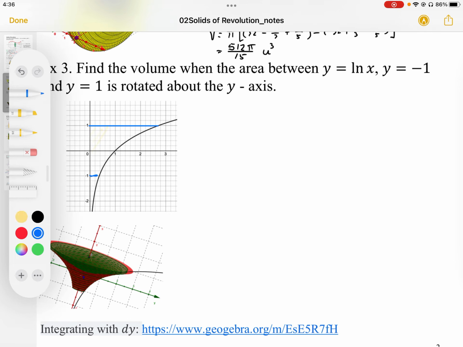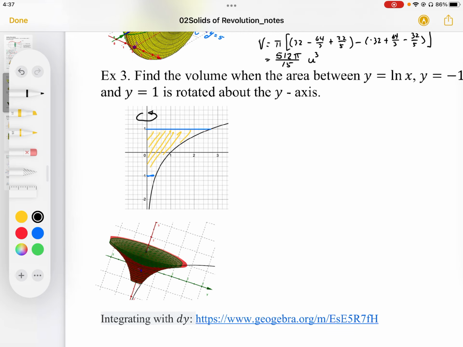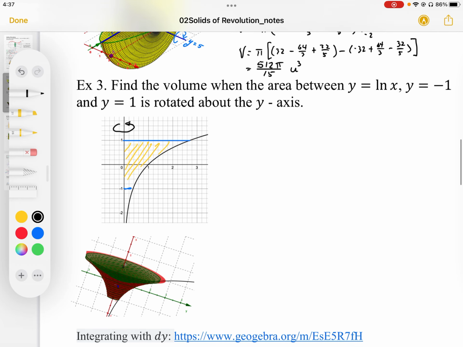I'm going to use the yellow here. This area here, we're going to rotate, but this time we're going to rotate it around the y-axis. Okay, so this is slightly different. So what does this look like? Well, I'm going to just maybe try to sketch this curve out here like that. Okay, and when we take this area and we rotate it, I'm going to end up with this horn-looking shape.